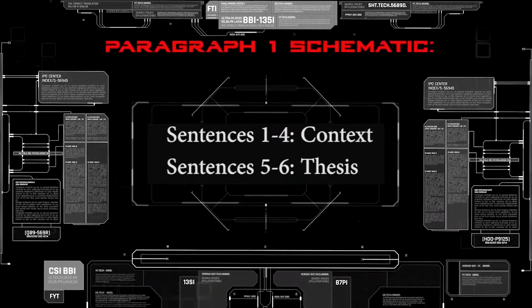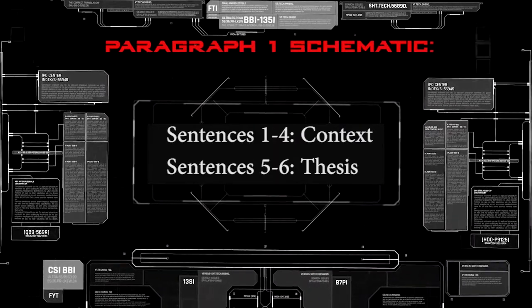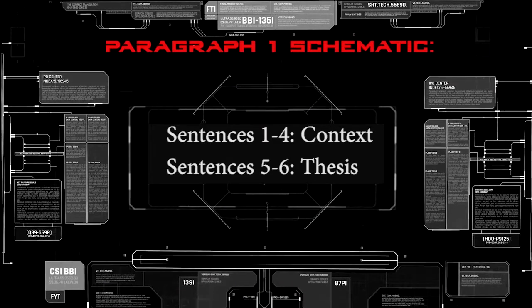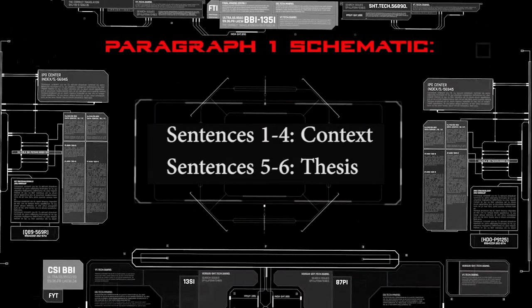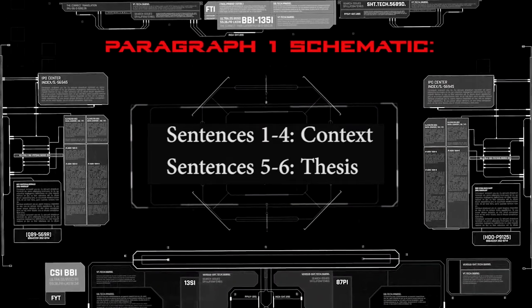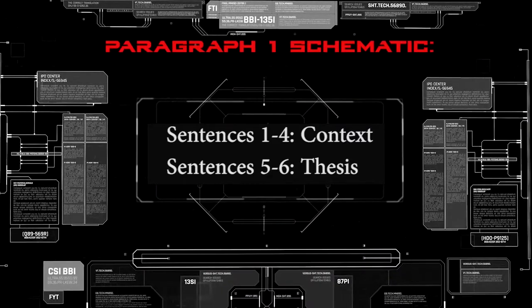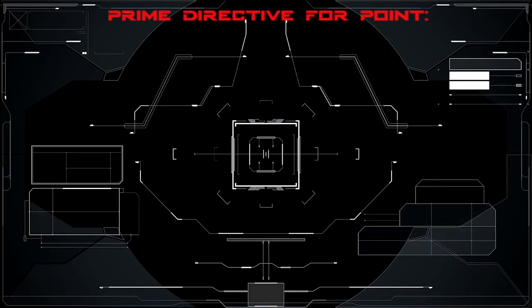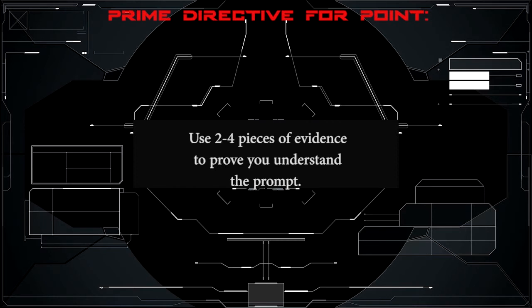As you may know, 4 points out of 7 on the College Board rubric is the minimum for passing. And with the right design and strategy, we will get 2 of those points in this paragraph with context and thesis. Let's break it down. When it comes to context, there are several different strategies you can get this point, but they all serve the main goal of using 2 to 4 pieces of evidence to prove to your reader that you understand the prompt.